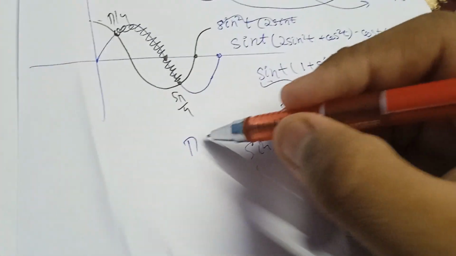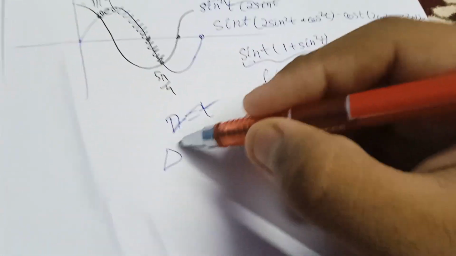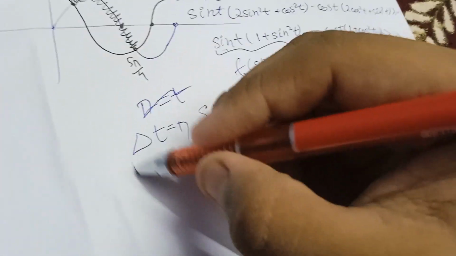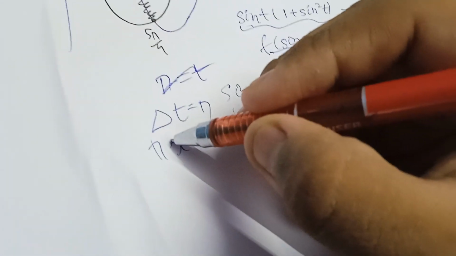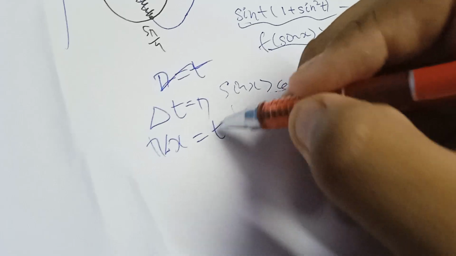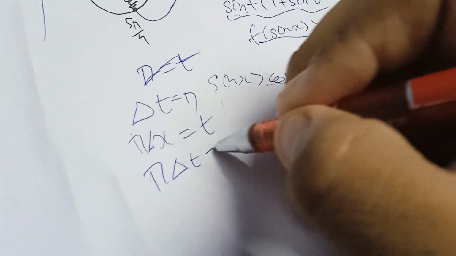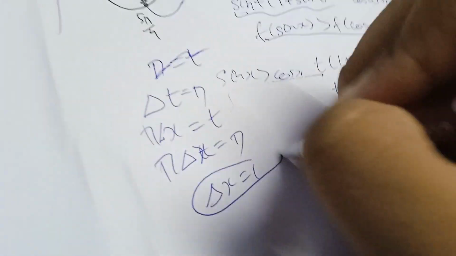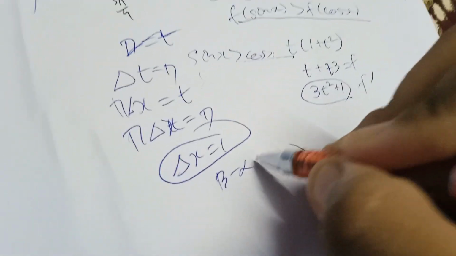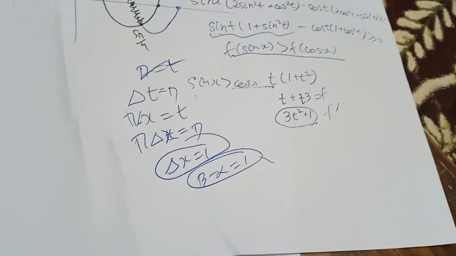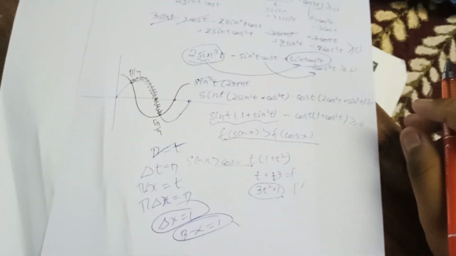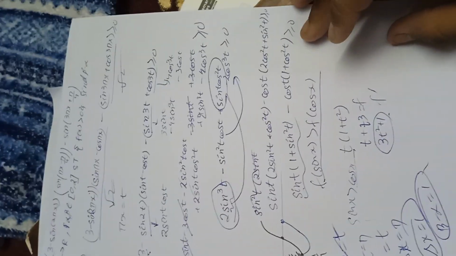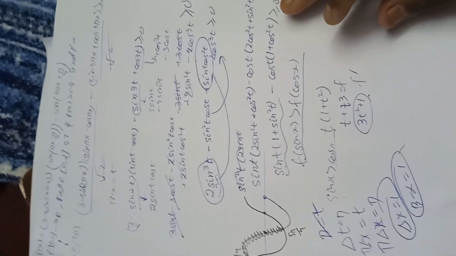So delta t is equal to pi, but we know that pi x is equal to t. So pi delta x is equal to pi, that means delta x is equal to 1, and delta x is beta minus alpha, which is being asked, and this is 1. I found this question very interesting, that's why I'm sharing it with you, and this is my way, I don't know how others have done it.